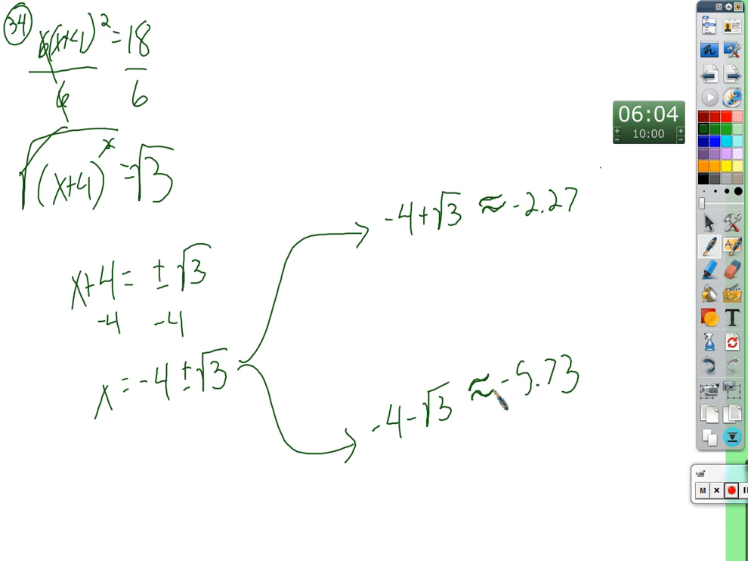Does it matter which one we put in? No, it doesn't really matter. Do you want us to put it in decimal or can we leave it as negative 4 plus the square root of 3? Yeah, either one of these will be acceptable to me.